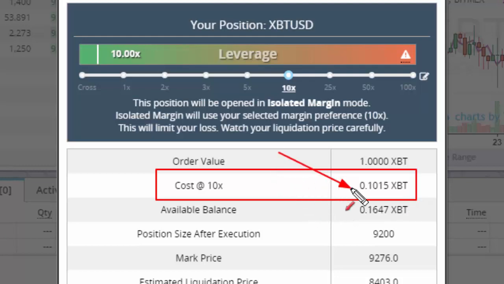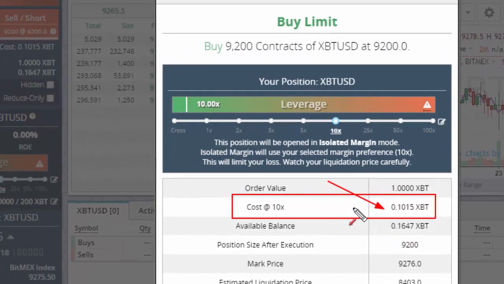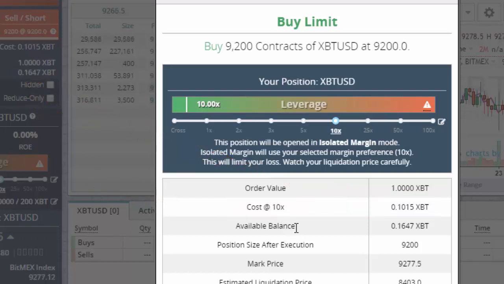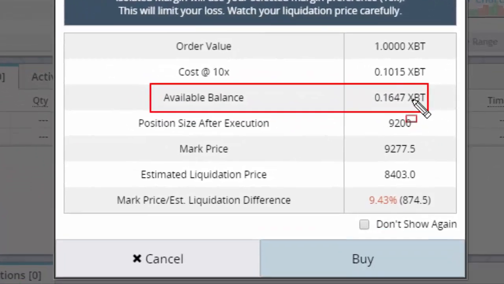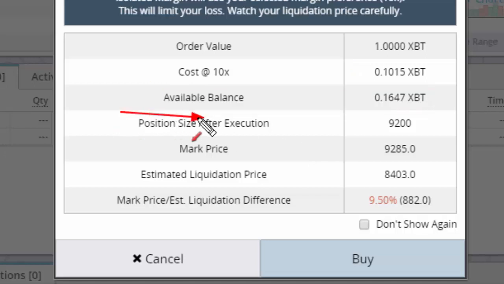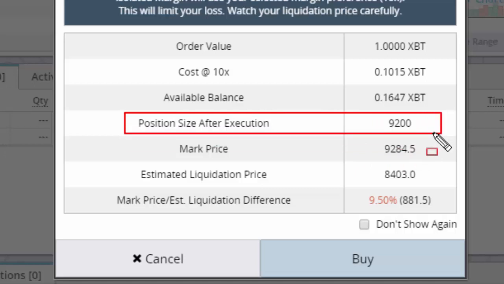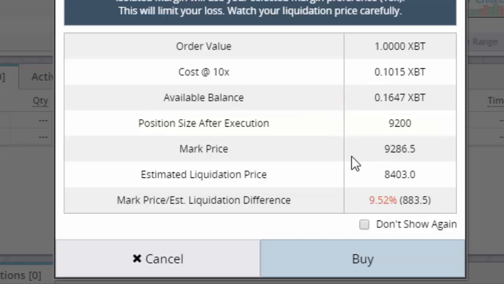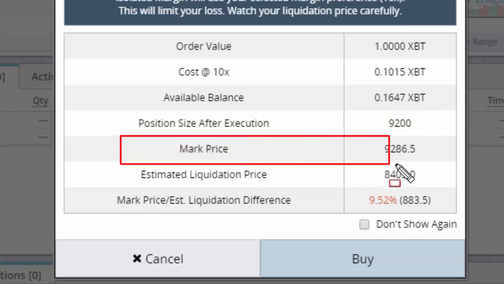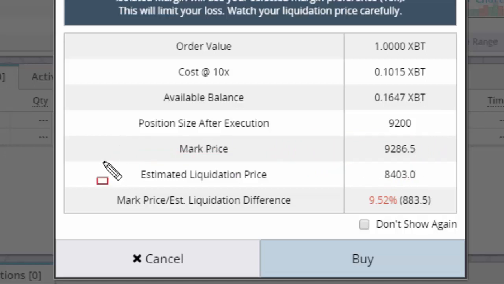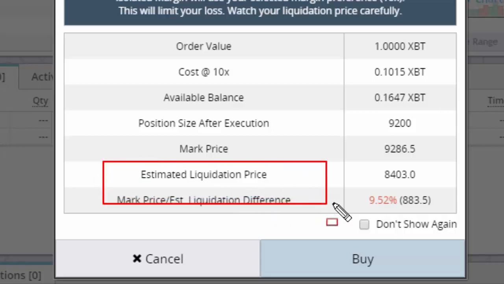That's the difference there to what most people understand with regards to leverage. It doesn't alter the actual size. So there you can see the amount that we have to put up, which is far less than the 0.1647 that we have in our account. And again, you can see that here, underneath it. The position size after execution is going to be the same, 9,200 contracts, which is the equivalent of 1 Bitcoin. That's the price it will be trading at this point. The mark price I'm not going to discuss in this video. We'll cover that in a separate video. Again, what we're interested in is these 2 figures here.